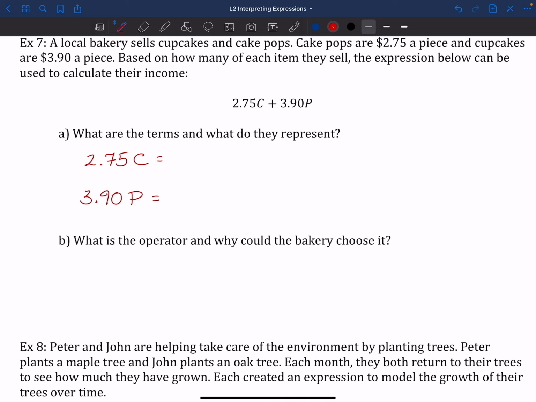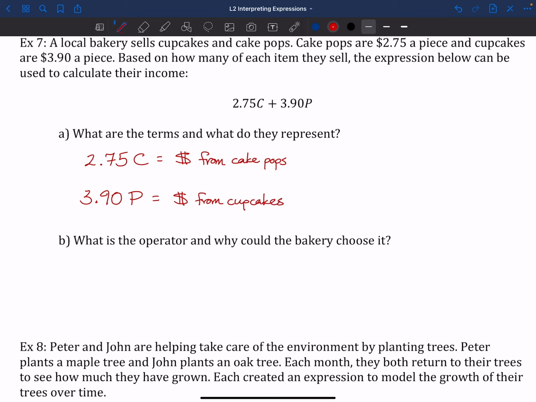In this case, the 2.75, back in the problem, was talking about the cake pops. Cake pops are $2.75 a piece, so it stands to reason that that $2.75 is the money from cake pops. The same logic gets us to this other piece. The cupcakes are $3.90 a piece, so that $3.90 is the money from the cupcakes.